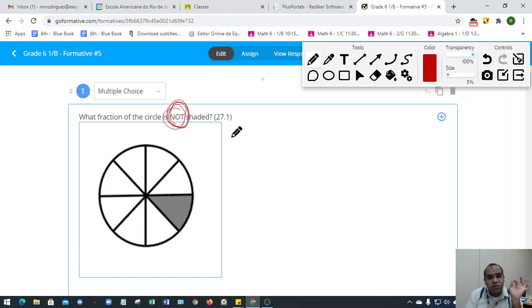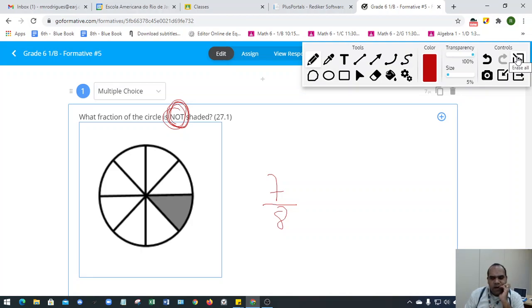It's pretty simple. We did it a lot in our classes. Remember, you will count everything I have here. How many pieces do I have? 1, 2, 3, 4, 5, 6, 7, 8. Here's my denominator, the total. And my numerator is the number not shaded. As you notice, it is 7/8. Great, guys. Pretty simple, easy, and quick to solve.